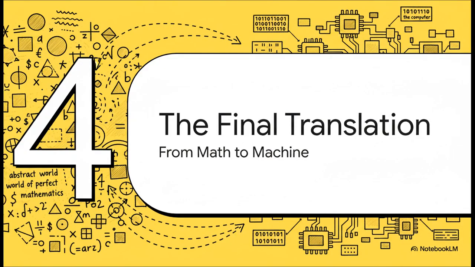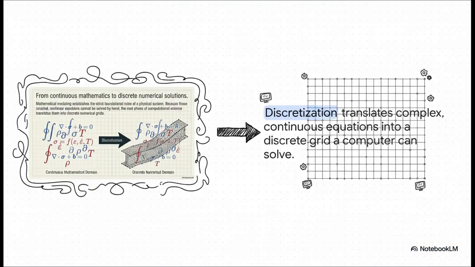Okay, we're on the home stretch, but there is one last absolutely critical translation we have to make. We've got our elegant, perfect mathematical model, but a computer doesn't speak perfect math. It speaks in ones and zeros. So how do we bridge that gap? We use a brilliant process called discretization. Think of it like this. It takes the complex, infinitely smooth math and chops it up into a grid of separate points, a bit like turning a high-resolution photograph into a grid of pixels. A computer can't solve the whole smooth picture all at once, but it can absolutely calculate the value for each little point one at a time.